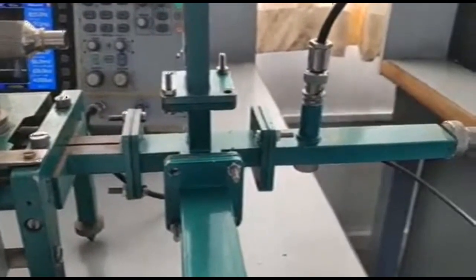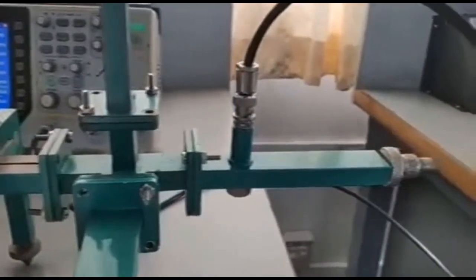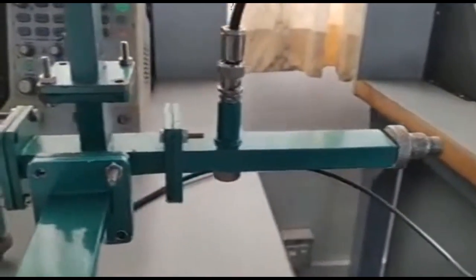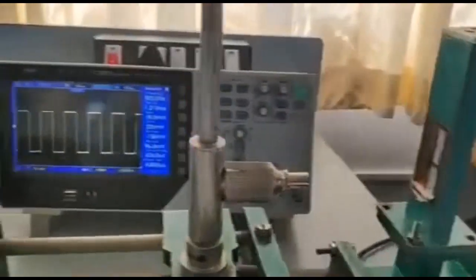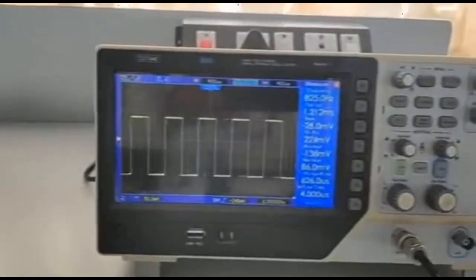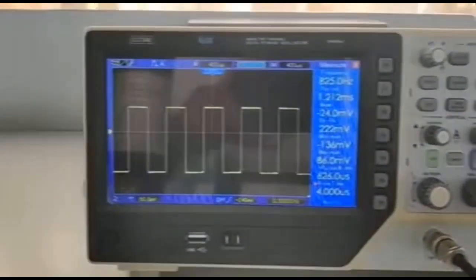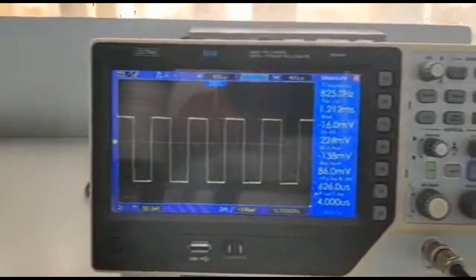So observe here, I have removed the match termination which was connected to port 2. In that place I have connected the detector mount. From the detector mount I have connected to the CRO. So now measure the voltage V2. Okay, so here the peak to peak voltage is 222 millivolt. So that is our voltage V2.